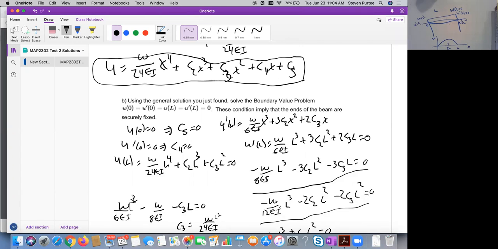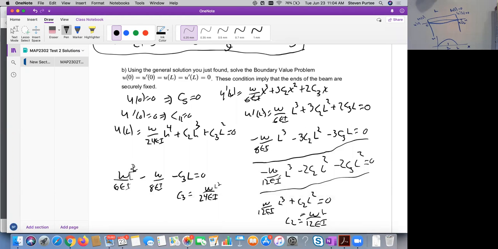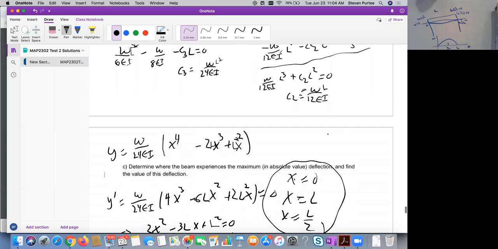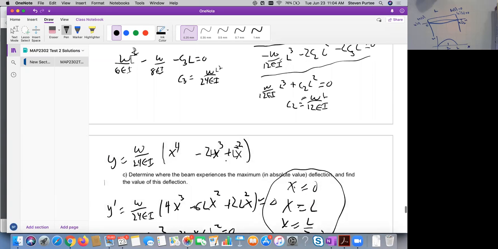Now we've got to find C2 and C3. So we apply these conditions, and you just have to solve the system of equations. I did it by elimination. I hardly ever use elimination, but it did turn out to be a little easier here. And this is the equation you get. That should be, I don't know why I wrote a Y there. It should be U. Let me write that here so it's a little prettier.